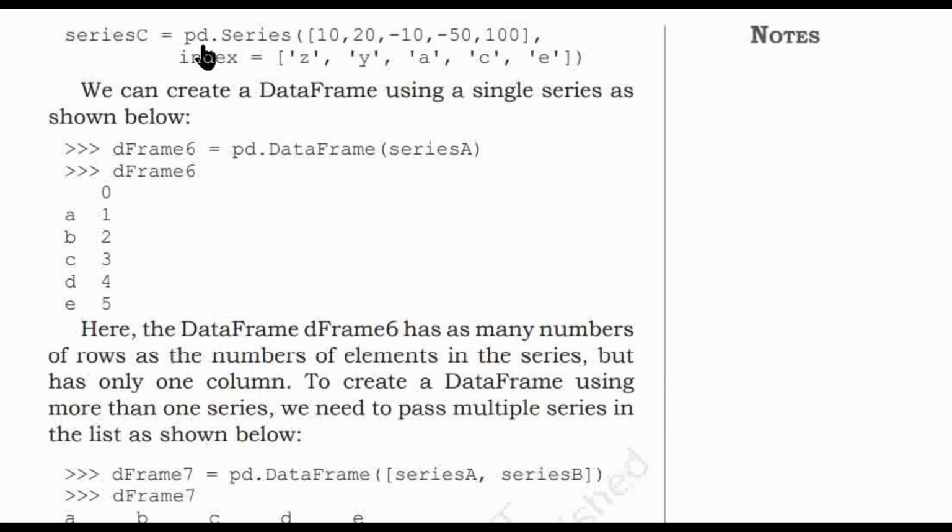Series C equal to pd.Series([10, 20, -10, -50, -100], index=[Z, Y, A, C, E]). We can create a data frame using a single series as shown below. dframe6 = pd.DataFrame(series A). dframe6: A B C D E, 0 1 2 3 4 5.